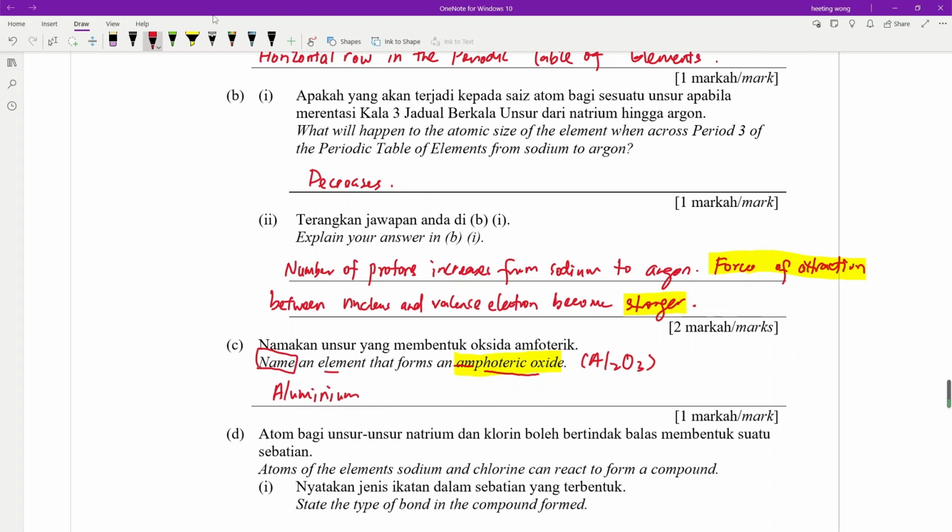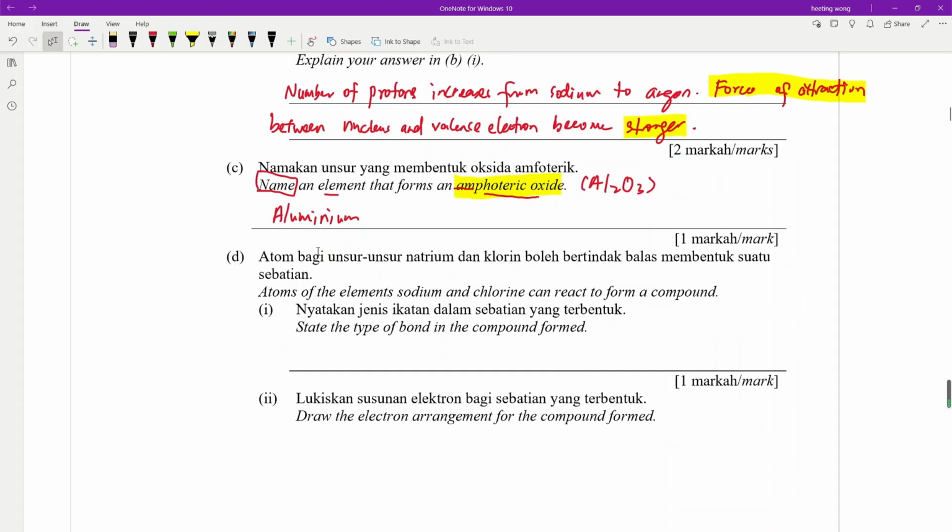Don't use the formula. The atoms of the elements sodium and chlorine can react to form a compound. Here we know that sodium is 2, 8, 1 and chlorine is 2, 8, 7. Metal, non-metal. So state the type of bond. Here the question asks you the bond, you don't write compound, so this should be ionic bond, or you just write ionic. Now draw the electron arrangement for the compound formed.